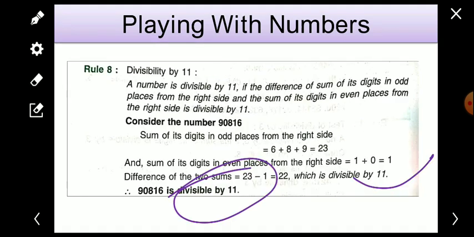But you will have to practice at least. Take 3-4 examples and practice, then it will be memorized. Otherwise you will forget after some time. So take examples for each and every rule and practice.